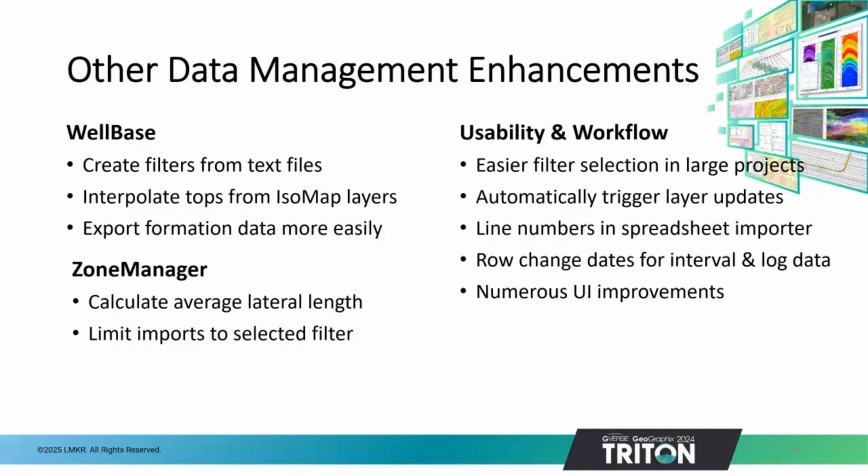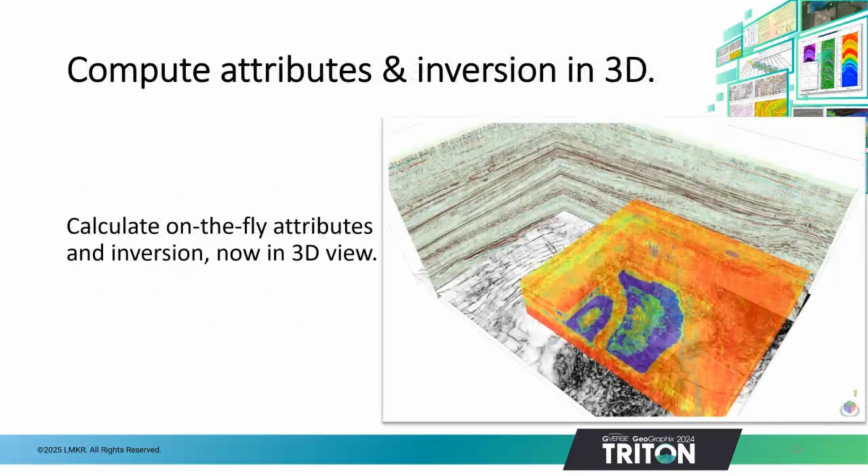On the geophysics side, big news: our on-the-fly attribute and inversion tool that we introduced in 24.1 with its multi-panel viewer is now also available in the 3D view. You can apply on-the-fly attributes, you can apply inversions right there in the 3D view. You can adjust your parameters, you can tweak your inversion filters, and immediately see the impact in 3D without waiting on volume generation. And to help with the QC, you can now overlay logs in the multi-view.